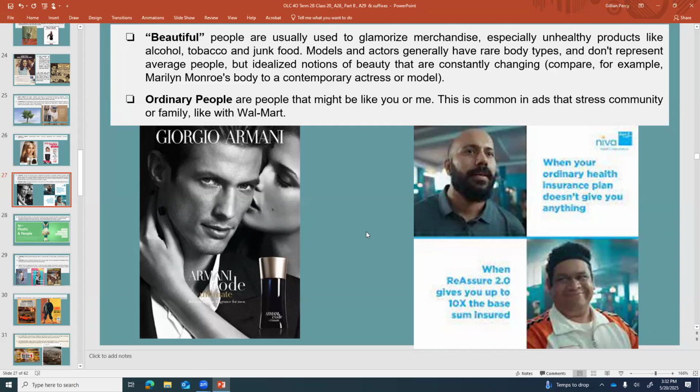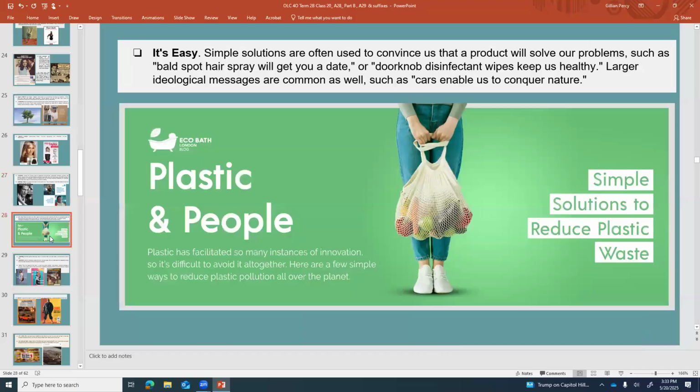Ordinary people are people that are just like you and me, right? They aren't super ugly, they aren't super beautiful, they aren't super famous. They're just kind of ordinary. Really common in ads that stress community or family, like Walmart. Here they're trying to sell you health insurance, right? And they want to get across the idea that any ordinary Joe uses this.